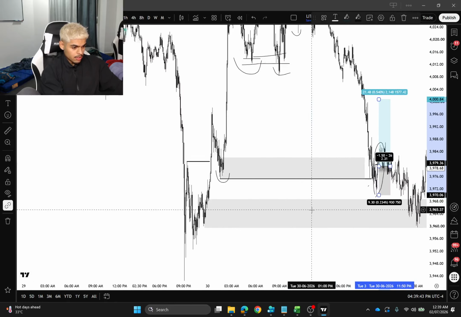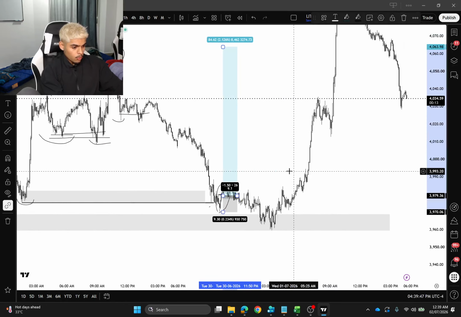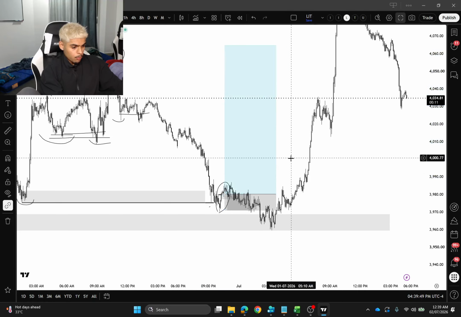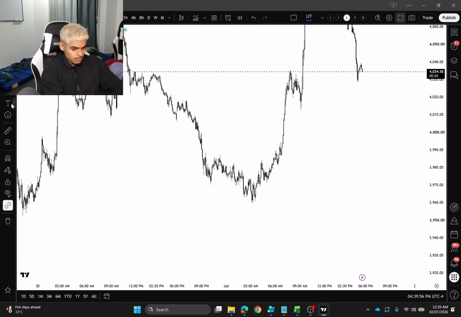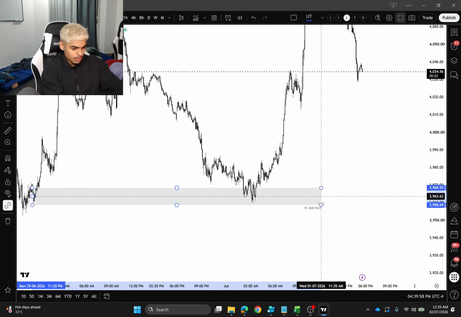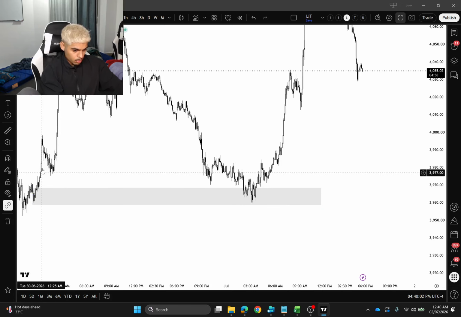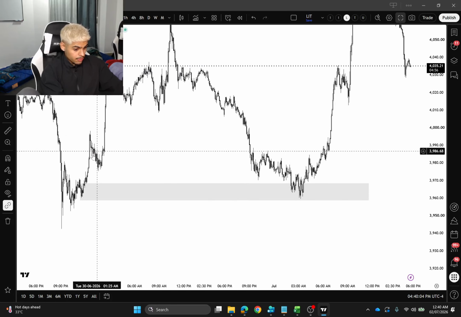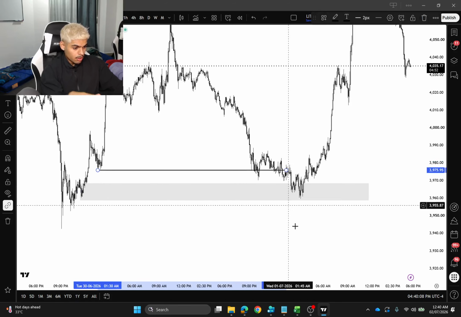Oh, let's target the draw on liquidity, which is basically these highs. What happens? Boom, they get stopped out. You see, they get stopped out. Why? Because we need to understand that this is the zone that had the most amount of buying pressure that broke the structure. This zone, not this zone. We're talking about this zone. This is called the inducement zone. This is all early liquidity.